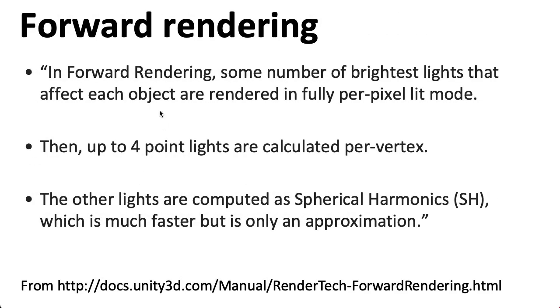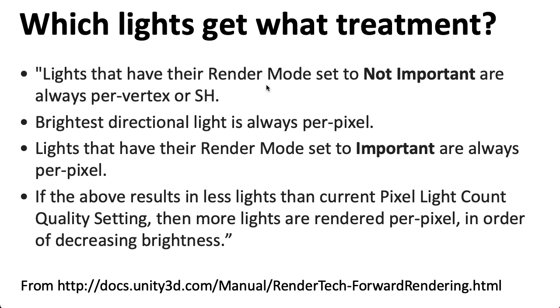So, quoting from the documentation, in forward rendering, some number of brightest lights that affect each object are rendered in fully per pixel lit mode. Then, up to 4 point lights are calculated per vertex. The other lights are computed as spherical harmonics, which is faster but is only an approximation. This is in addition to whatever spherical harmonic information you're getting from baked light probes. Lights that have the render mode set to not important are always per vertex or spherical harmonic. Brightest directional light is always per pixel. Lights that have the render mode set to important are always per pixel. And then there's something about quality settings. This is getting kind of boring, so let's keep going.